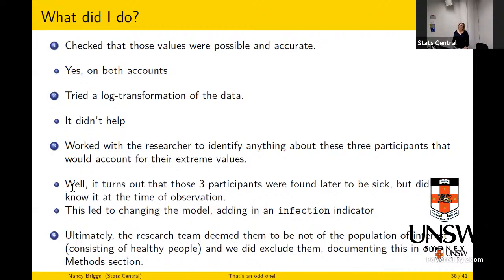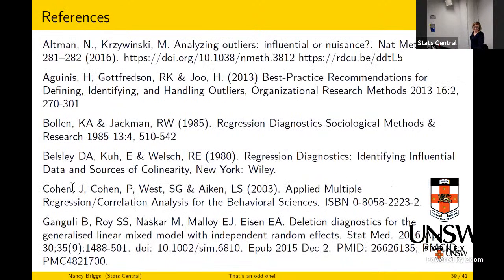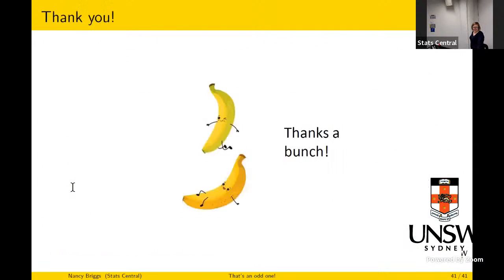So what we ended up doing was excluding those three people and making a note of that in our methods section, that these three people were later diagnosed with illness. That was apparent in the blood test, but not diagnosable at the time. So we ended up excluding them from the analysis. Okay, so that's the end of my talk.